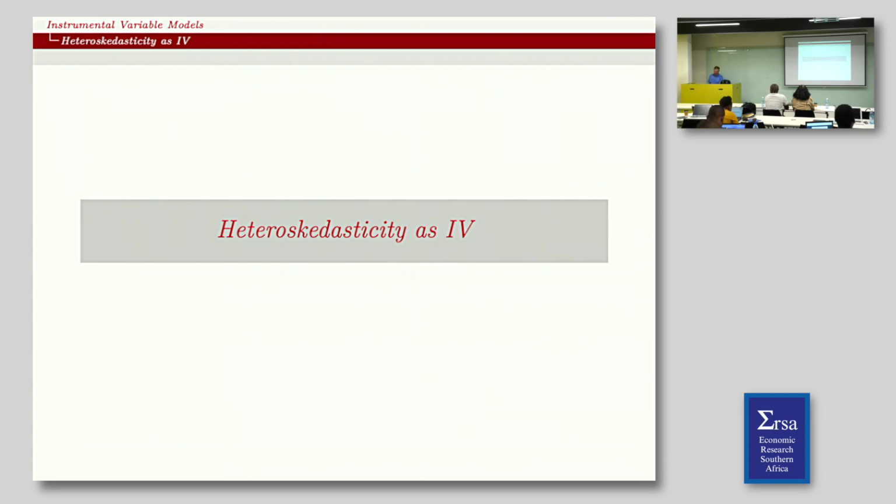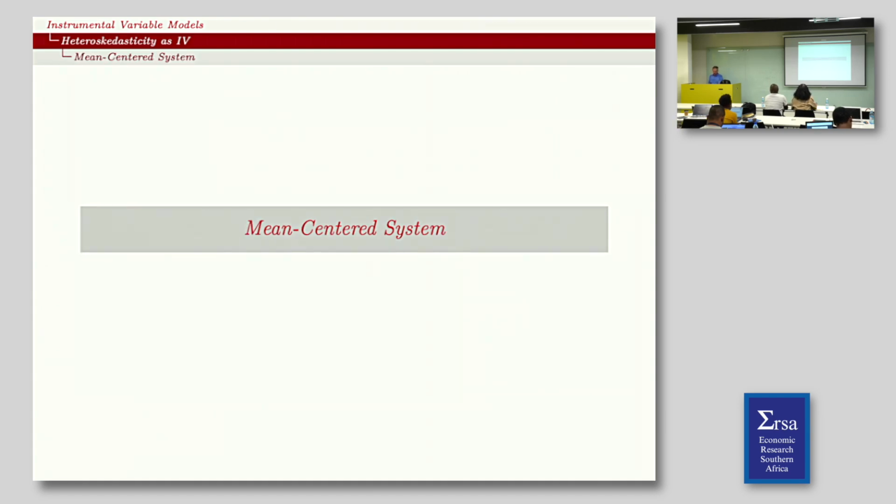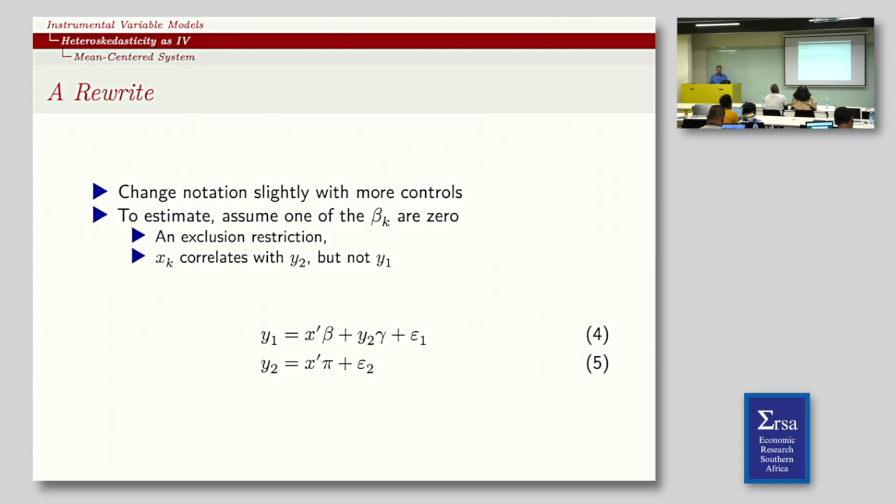the endogeneity. I've not seen it used a ton in papers, but it does get used on occasion, right? So here's a basic idea: we're going to throw out the intercept and we're going to think about a mean-centered system. Simplifies this slightly, but it's not really that important.